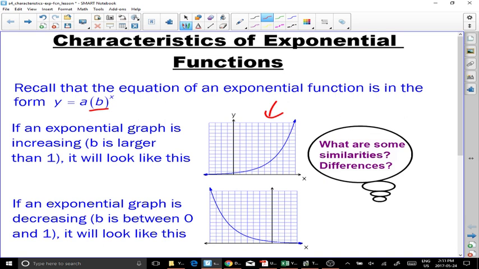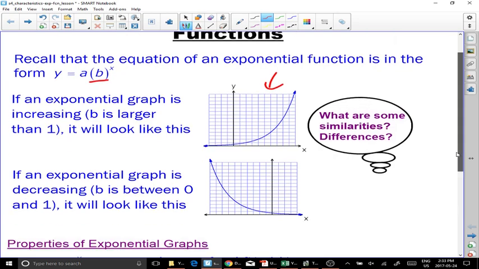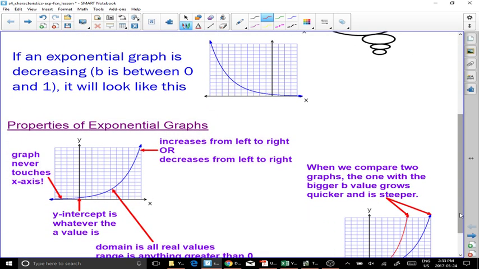Now, if that b value is between 0 and 1, then the graph is decreasing, and what happens is the graph gets flipped on the y-axis and it decreases. It starts really high, gets lower, gets lower, gets lower, decreases towards, but not on to 0. Okay? It never touches 0.